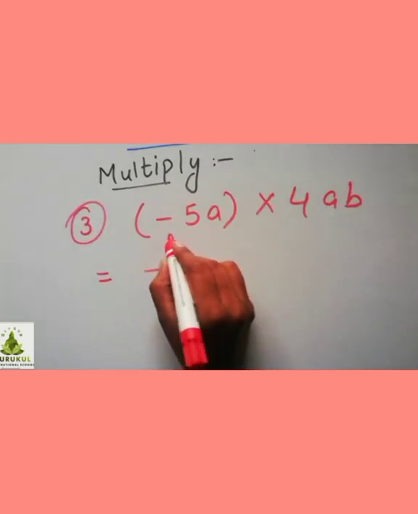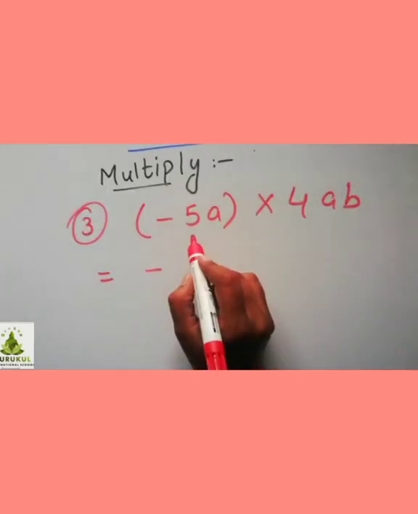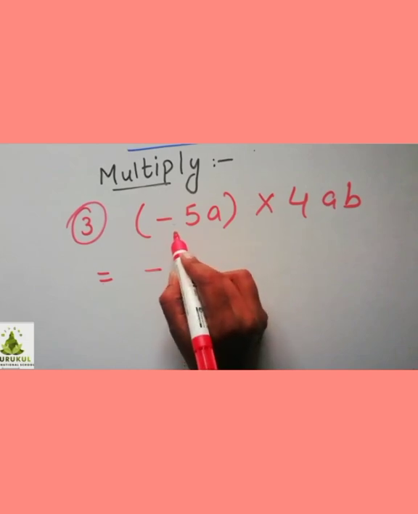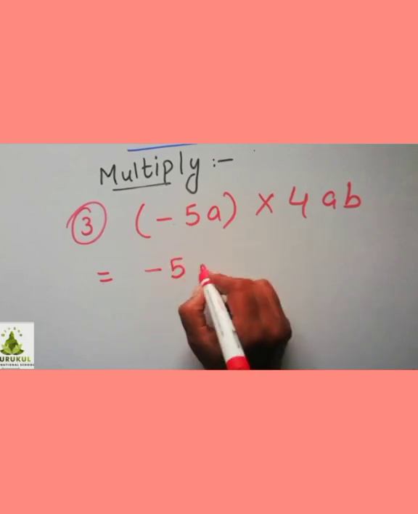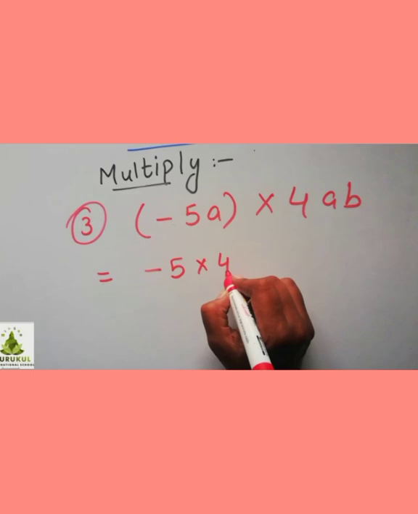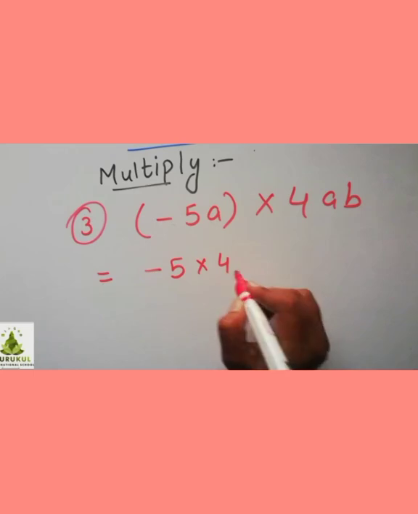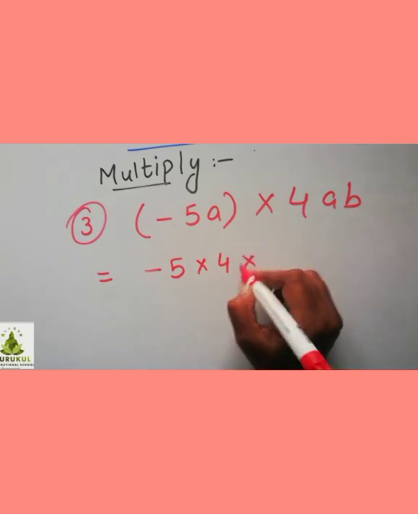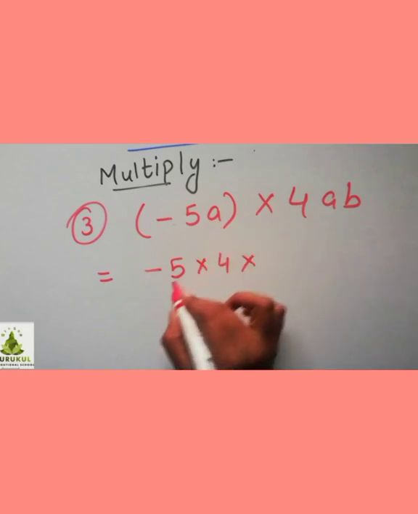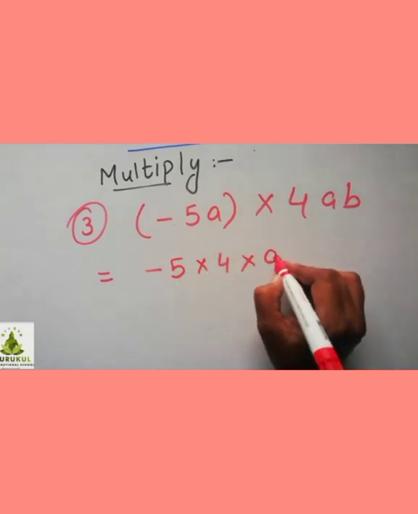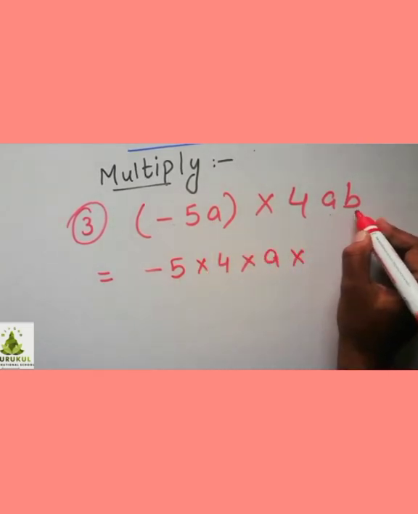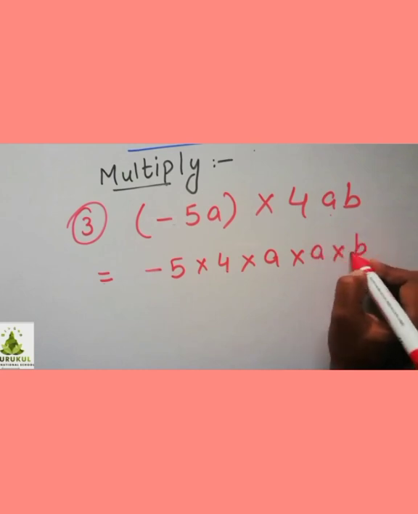Now here multiply the coefficients. What are the coefficients in multiplication? Minus 5. Along with the sign you have to take minus 5 into 4. Is that clear to you? Minus 5 into 4, and what is remaining here? Minus 5 is here, into a is here, into a into b, a into b, ab.